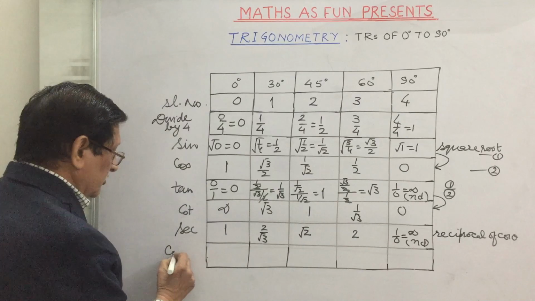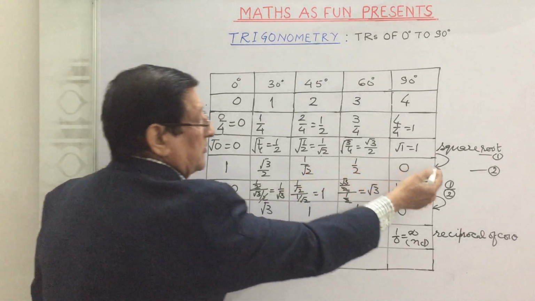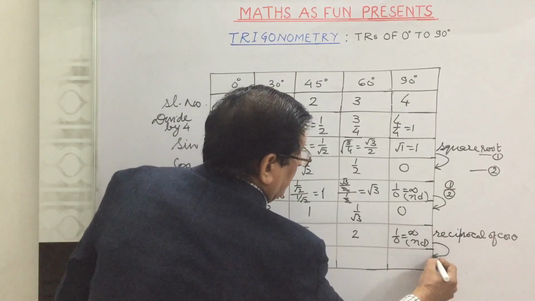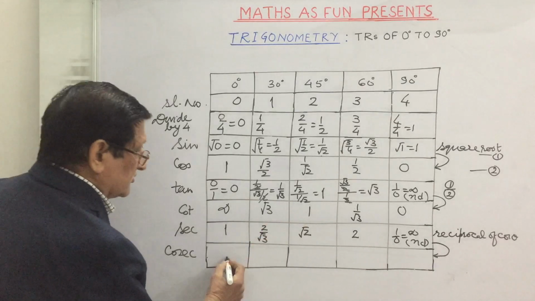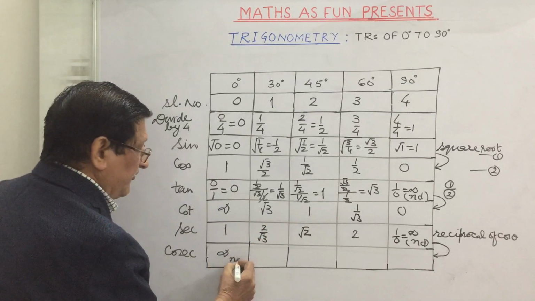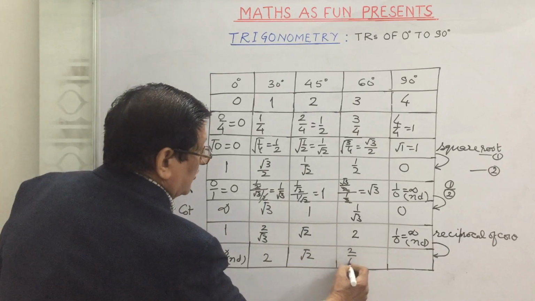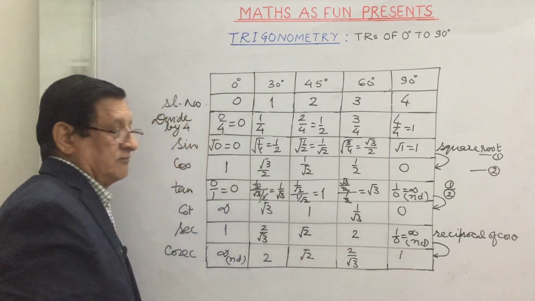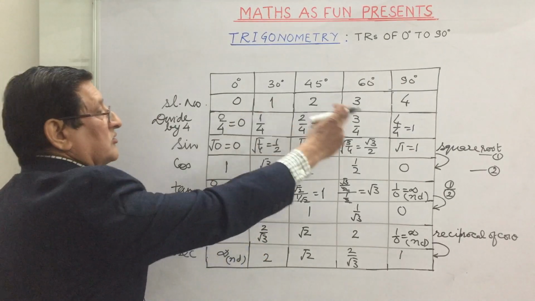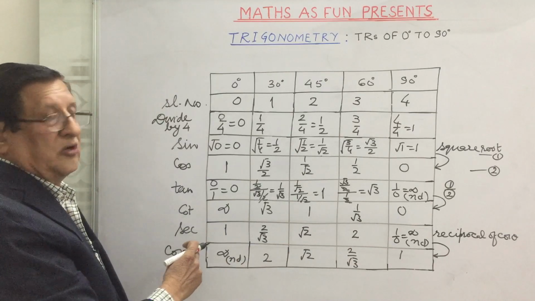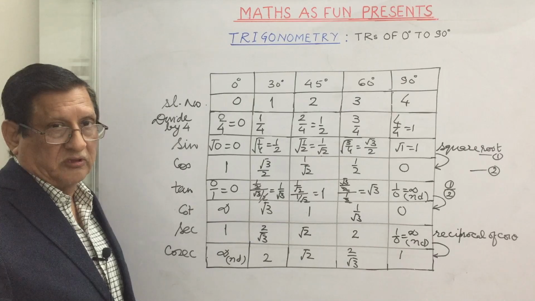Now we go for cosecant of all. In that case, again the same thing can be done. Start reading the values from the right and write them from the left. So this is infinity or not defined. Then 2, root 2, 2 upon root 3 and 1. Like this we can make the table very easily, and all the trigonometrical ratios for all these angles we are getting very easily from this particular table.